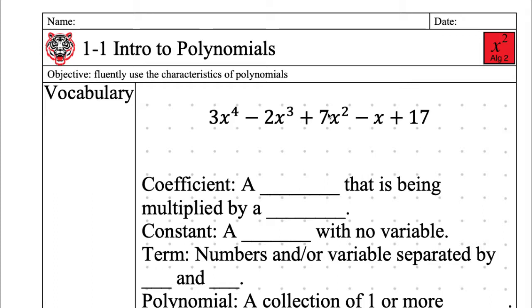This is Algebra 2, Lesson 1-1, Intro to Polynomials. It's currently Tuesday, August 27th at 2:52 in the morning.